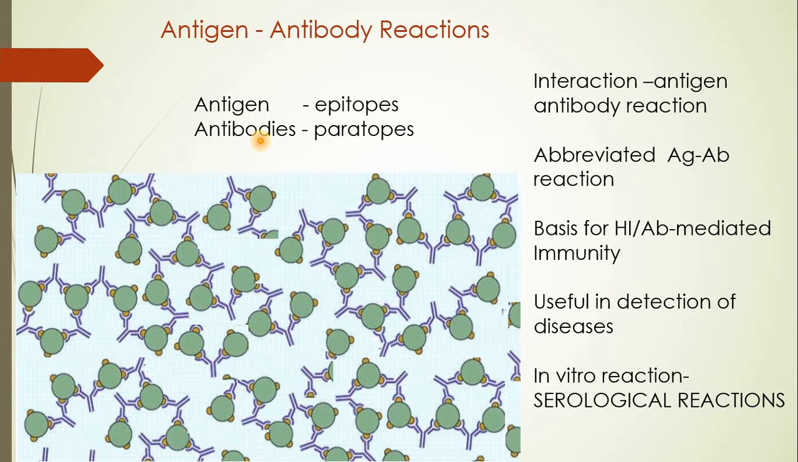the antibodies. This is only because the antigens show presence of epitopes on their surfaces, whereas the binding site of the antibody is the paratope. In other words, you can remember that the interaction of antigen and antibody is via epitope and paratope.